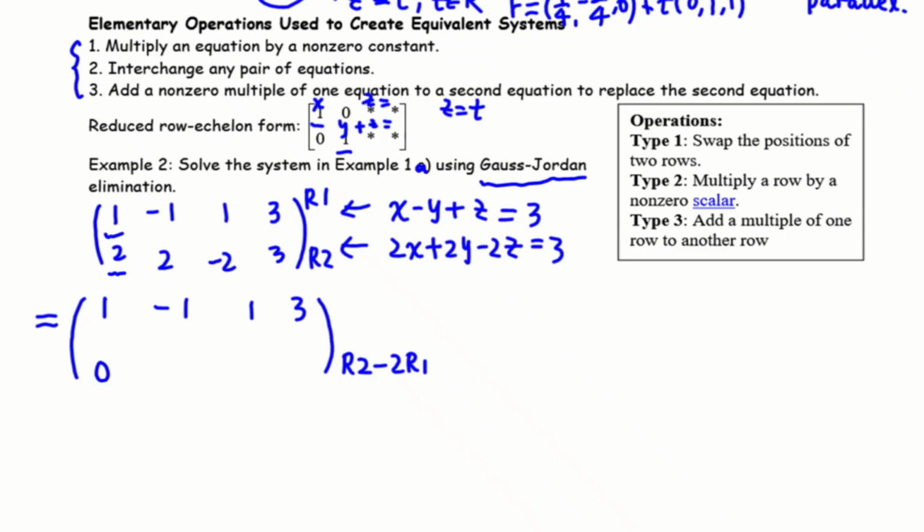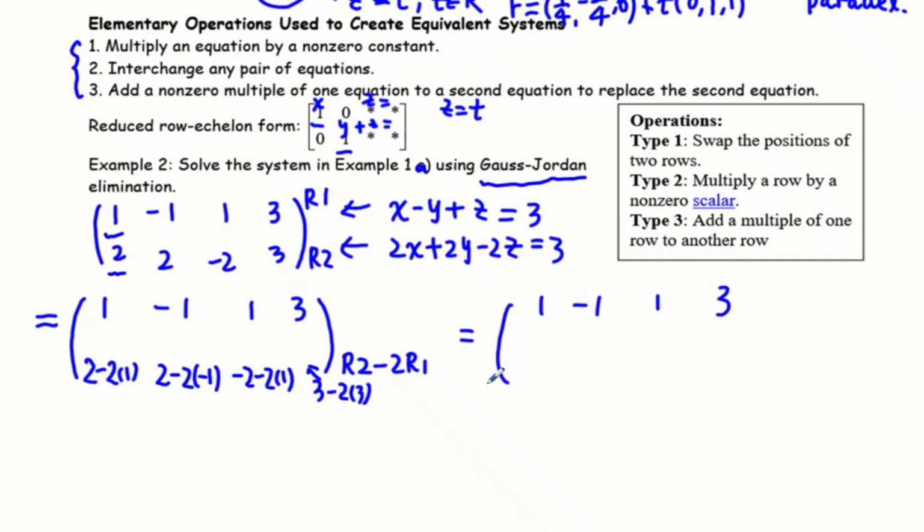So we could write the whole steps here. It's 2 minus 2 times 1. That is for the first column. The second one, 2 minus 2 times the first row. This one, negative 2 minus 2 times 1. The last one, 3 minus 2 times 3. So this is here. Then we simplify it. We are going to have 1, negative 1, 1, 3. Then the first one is 0. The second one is 2 minus 2 times negative 1, which gives us 4.